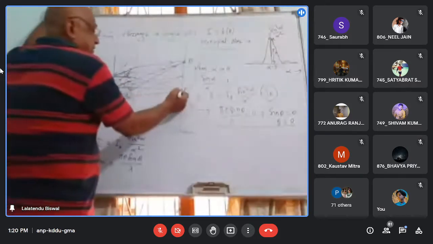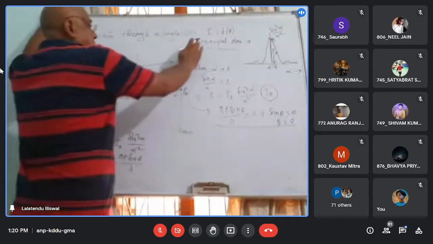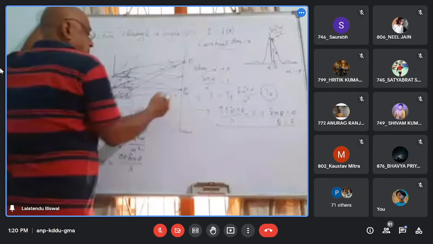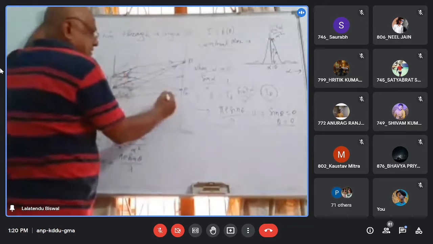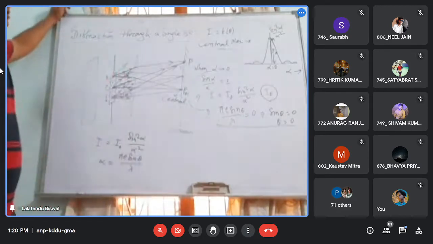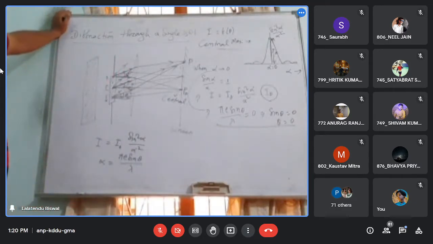That is what we call the principal maximum, but mostly it is called the central maximum, because it is symmetric on the screen. That is why it is called the central maximum. This is what we did in the last class.